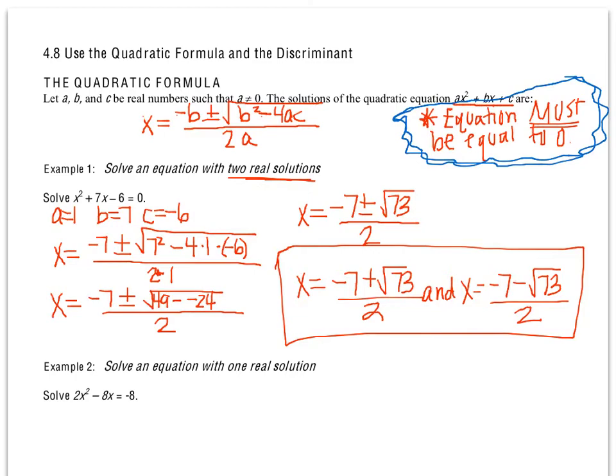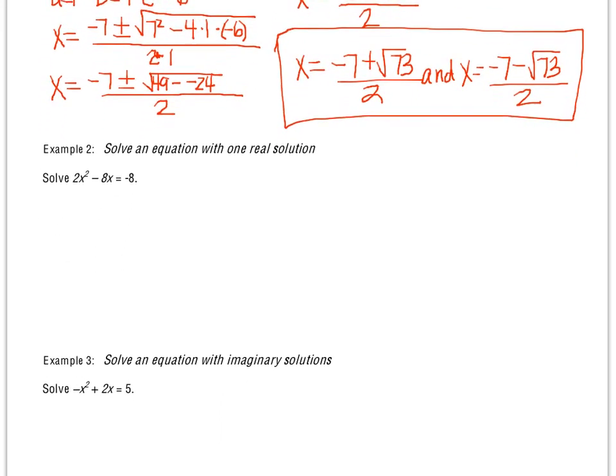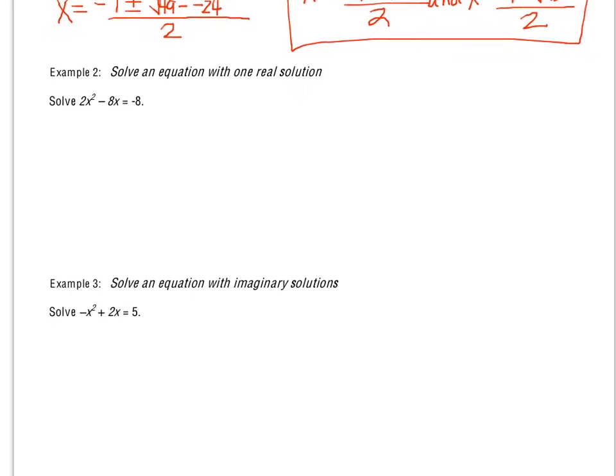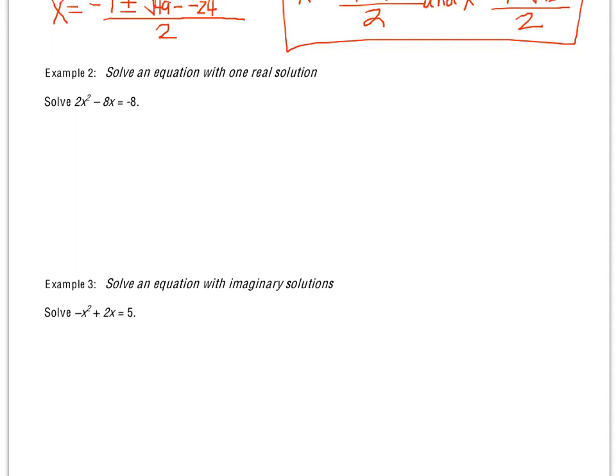So now let's solve one when we have 1 real solution. So this next problem will only have 1 real solution to it. The first thing I noticed right off the bat, before I do anything, I got a -8 over here. And I told you have to have this side equal to 0. So we have to start by moving that. So I'll add 8 to both sides. So I have 2x squared minus 8x plus 8 equals 0. Now I have 0 over on the right side.